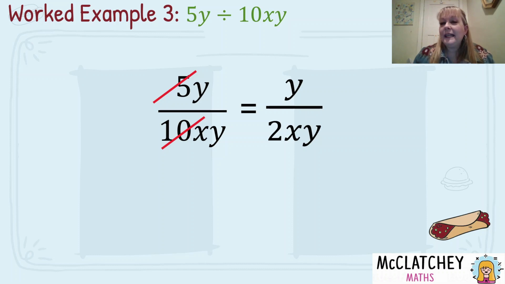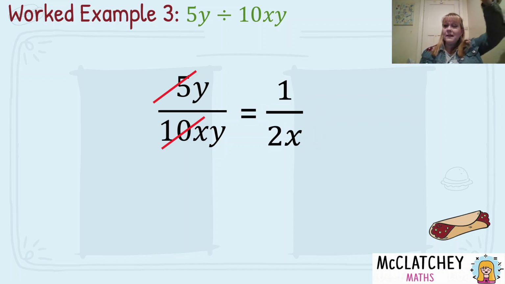Now I'm going to look for letters that I've got in common with the top and the bottom. I can see a y on the top and I can see a y on the bottom. They are going to cancel out as well. y divided by y equals 1. Now it'll be 1 over 1 is what we're actually cancelling out to. But typically we just write 1 over 1 as 1.